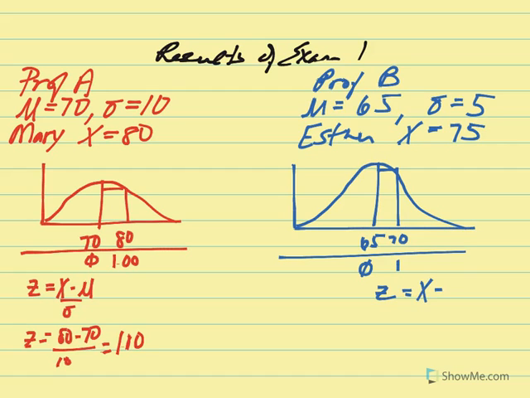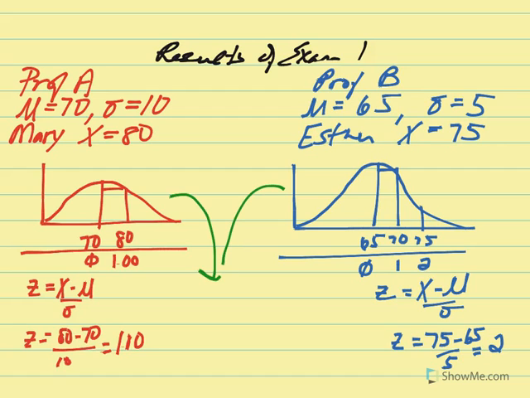So z is equal to x minus mu divided by standard deviation. Z is equal to 75 minus 65 divided by 5, so that's 10 over 5, and that gives us 2. So we would place Esther's score here and recognize that she's 2 standard deviation units away from the mean when we standardize both distributions. So what we've done is taken essentially apples and oranges and placed them on one common distribution, the Z distribution, where the mean is equal to 0 and the standard deviation is equal to 1.